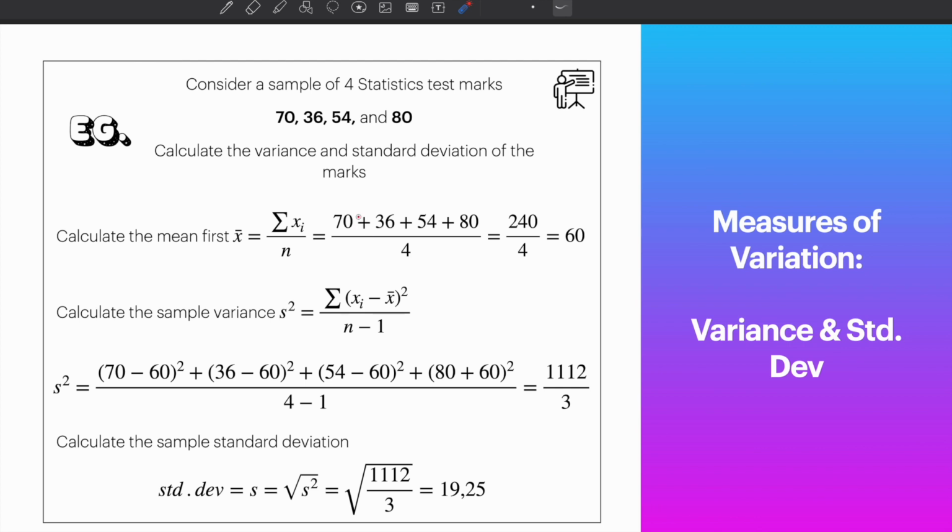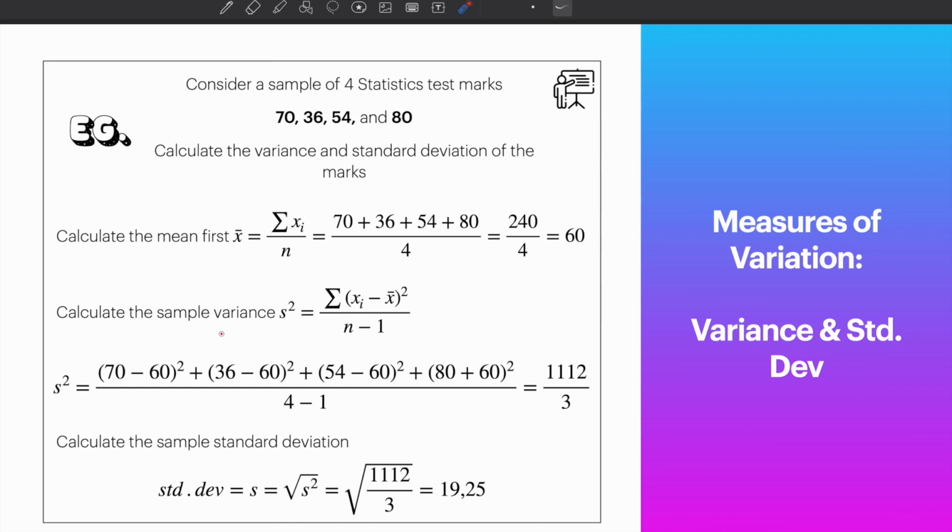So what do we do when we are calculating a sample mean? We essentially take all of the data points, so all of the marks, add them up, and then divide by the number of samples, which is 4. Right, so you get 240 divided by 4, and then your answer is 60. So what does this mean? This means that the average mark that the students got was 60%.